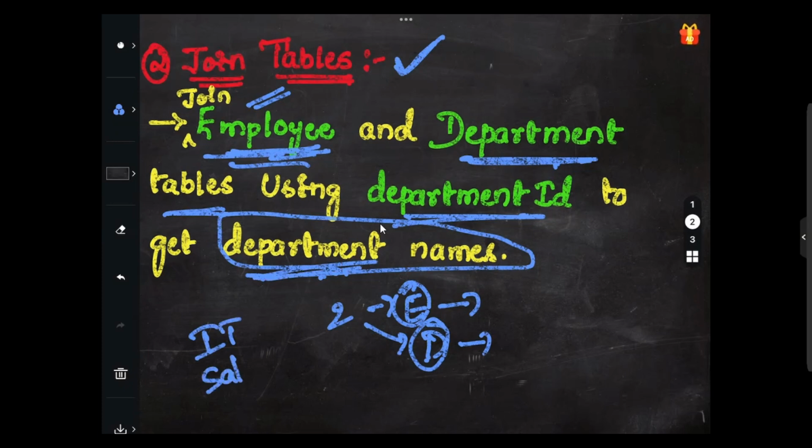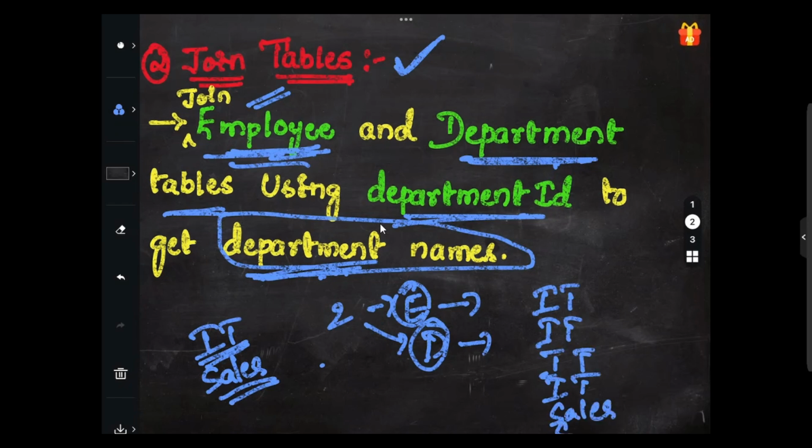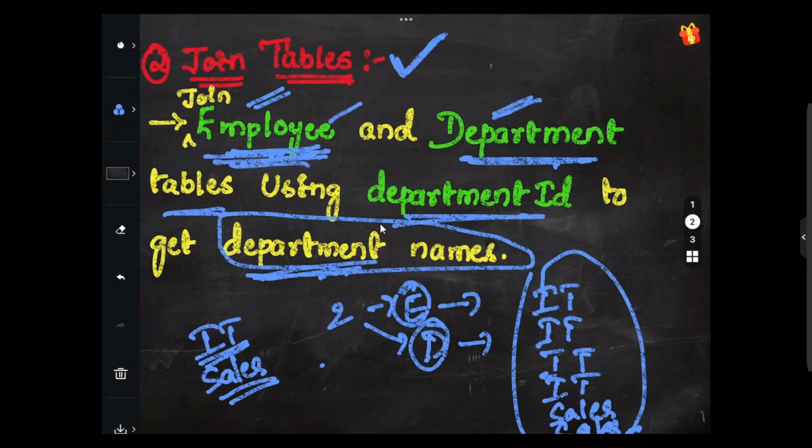In that case we got IT and sales. We need to return the department in the output as well, if you remember. In the first output, the first four were IT department, so it was IT, IT, IT, IT. Then the last two were sales, right? So we need to return both IT and sales departments. That is the reason we'll be joining these two tables, employee and department, using the department ID. Based on the department ID itself, we need to go, right?